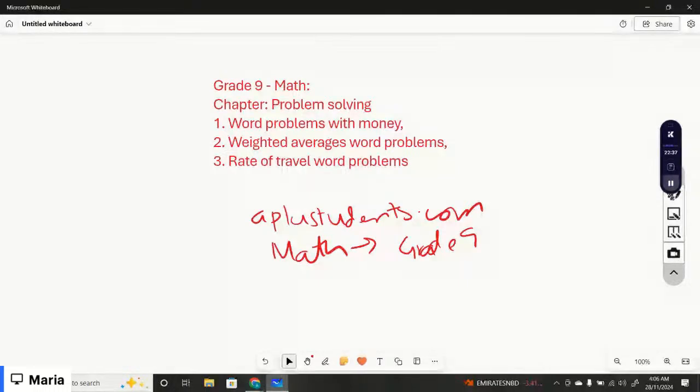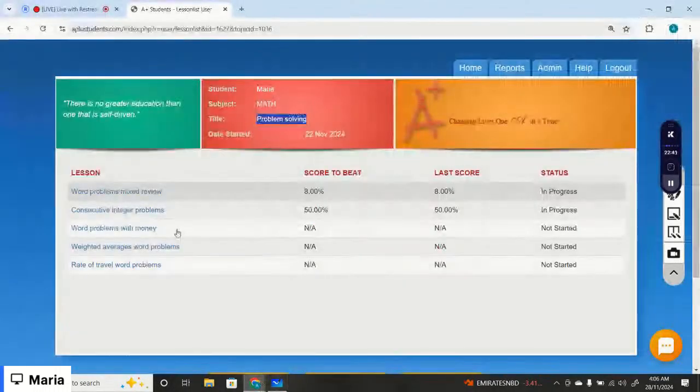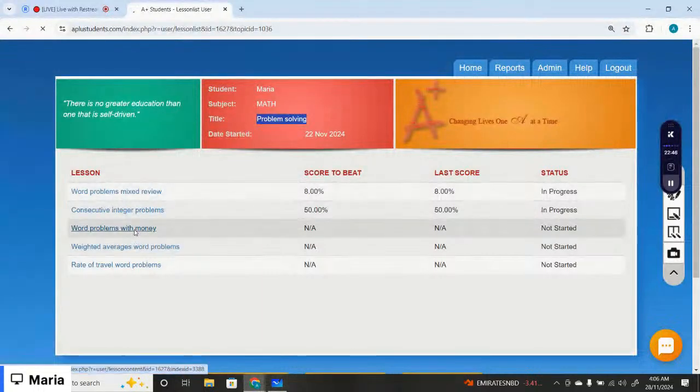Please make sure you have your notebook and pencil so that you can note down the important examples and definitions as well. Let's just start with the lesson that is word problems with money.